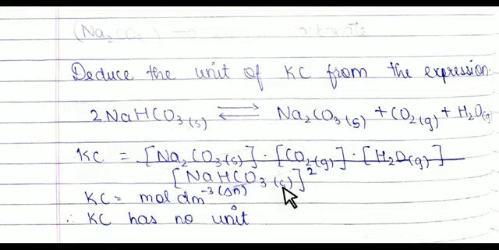So what do you mean by it? It means that delta n is 0 and Kc has no unit. What is remaining here? Here remaining, Kc is equal to concentration of CO2 gas into concentration of H2O gas. That is only product, no reactant. And in product also there is no use of sodium carbonate. It means that Kc has no unit. So it is the question number 4.